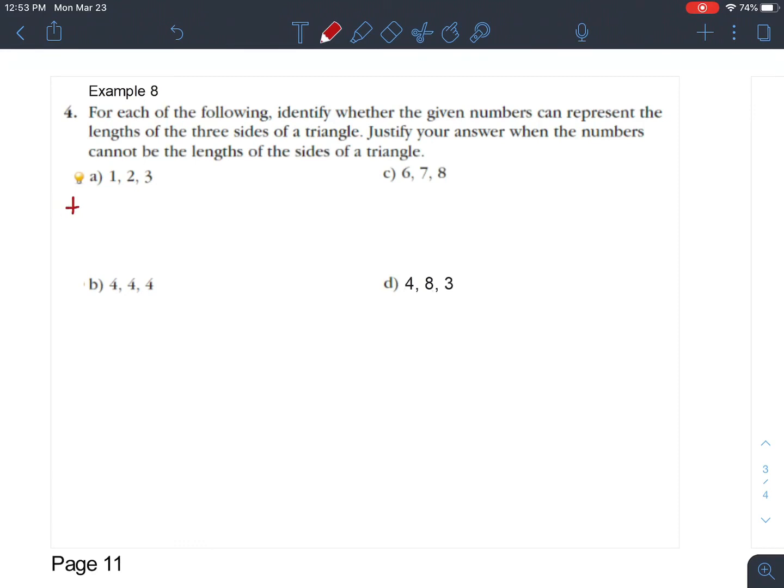So what I'm going to do here is I'm just going to start with 1 and 2. And we need 1 plus 2 to be greater than 3. And in this case, we can see we're going to get 3 is greater than 3. Well, that's false. That's not possible. So that means then that for number 1, no, we cannot make a triangle with those side lengths.